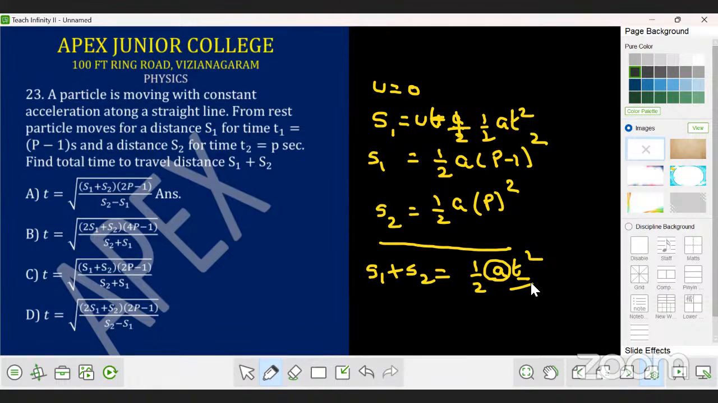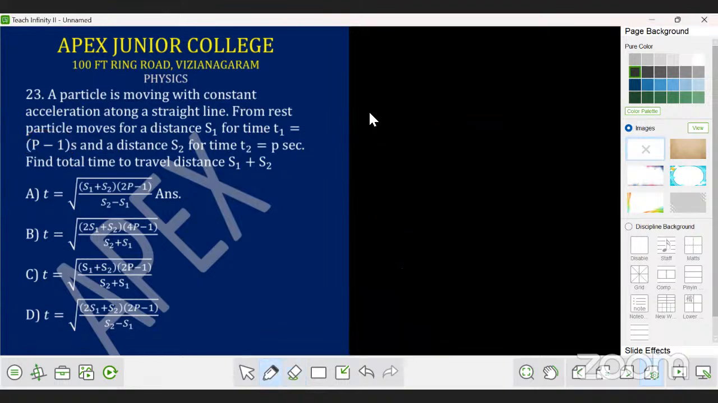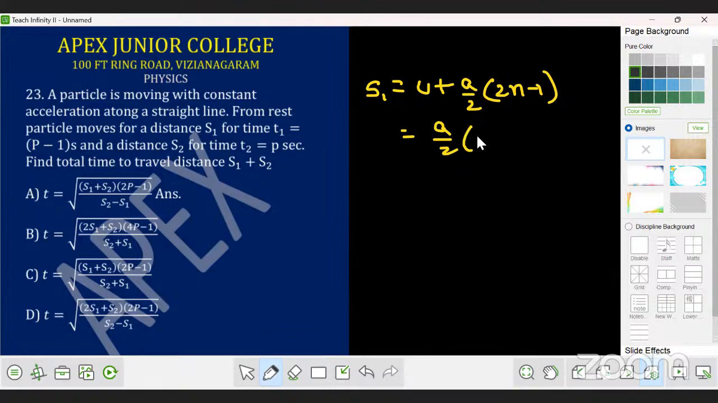But I think the question is given wrong here. The question was collected from students who have written the examinations. I think it is for only p minus 1 second. Okay, I will go like that. For only p minus 1 second, S1 is u plus a by 2 into 2n minus 1. That is the general formula. Of course, u is 0. A by 2 into p minus 1 seconds: 2p minus 2 minus 1. Finally, it is a by 2 into 2p minus 3.